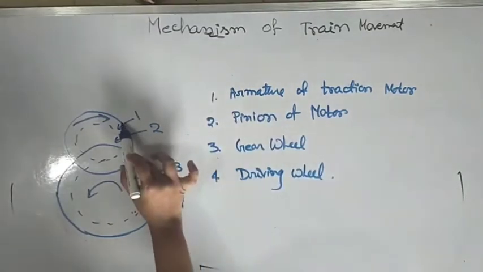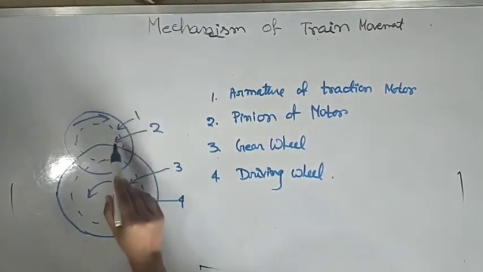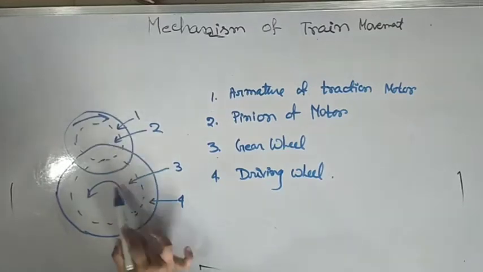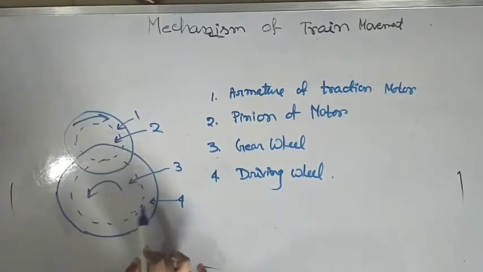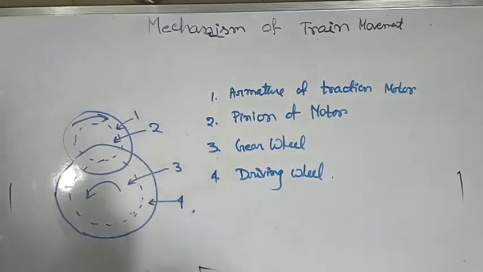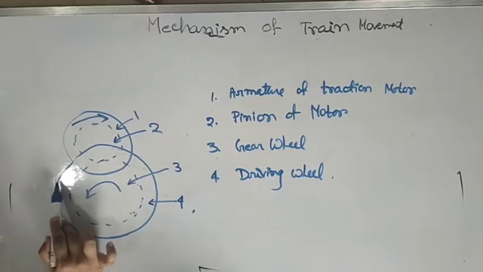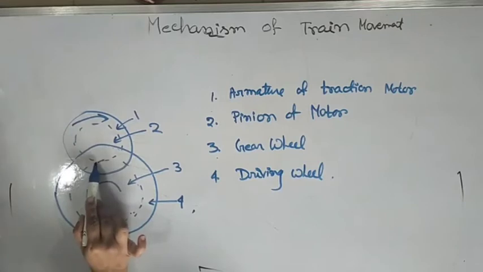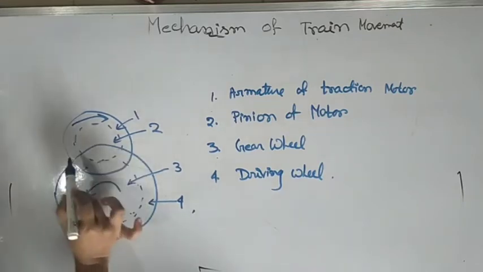So this is the armature of the traction motor, this is the pinion of the motor, this is the gear wheel and this is the driving wheel. Now this figure shows schematically the essential driving mechanism of an electric vehicle. The armature of the traction motor has a pinion meshed with the gear wheel on the driving wheel.